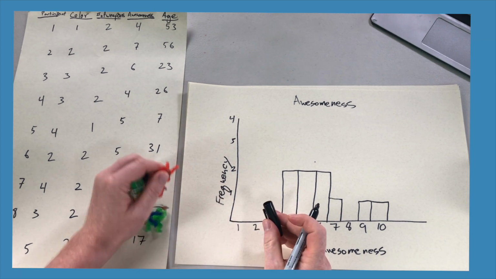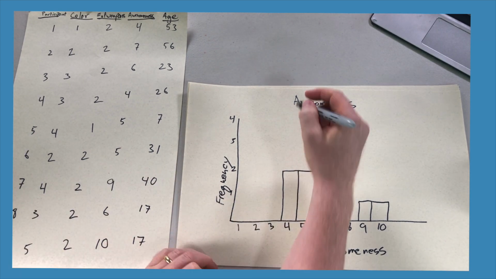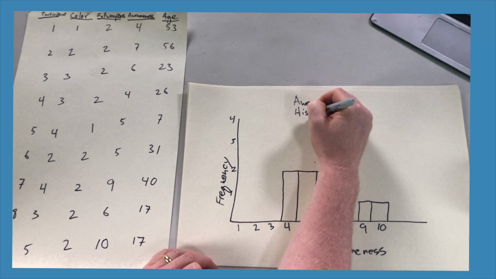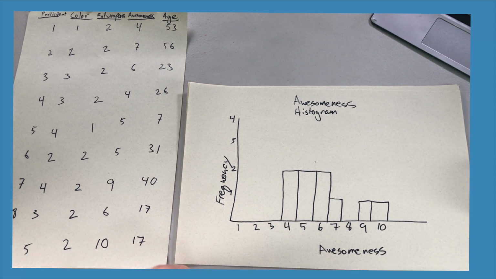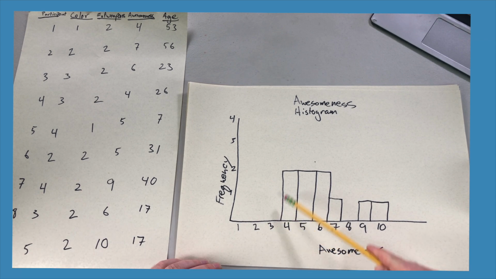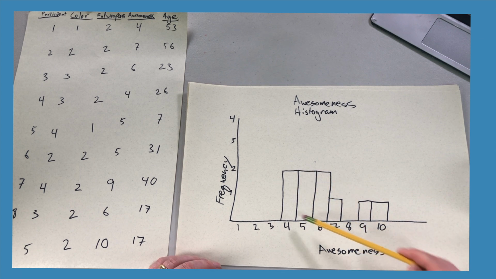This is a histogram. This is an awesomeness histogram. This is used when you are looking for the frequency of continuous data. Awesomeness is continuous. Therefore, the numbers need to be in order. And the reason why the bars touch each other is because 5 is right after 4, right? So these are next to each other.